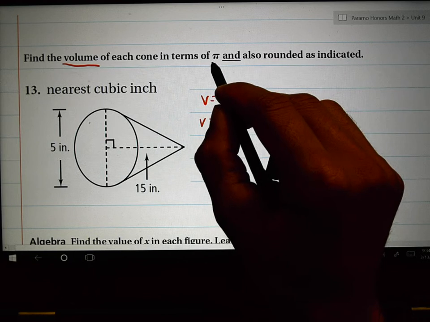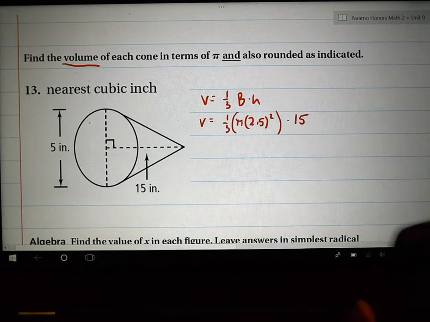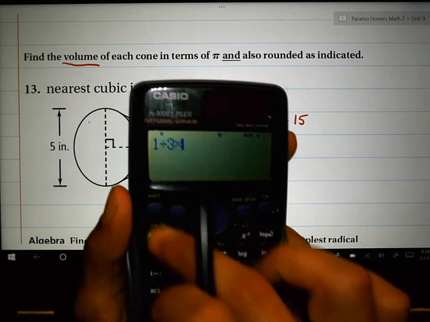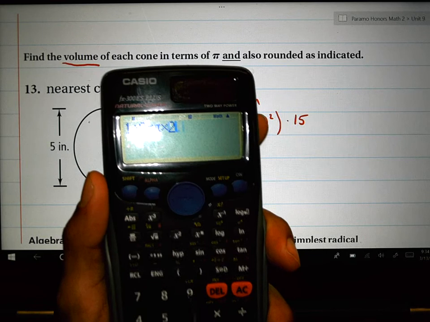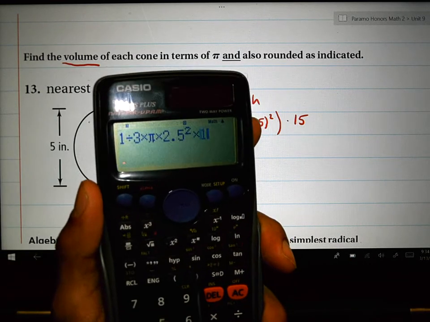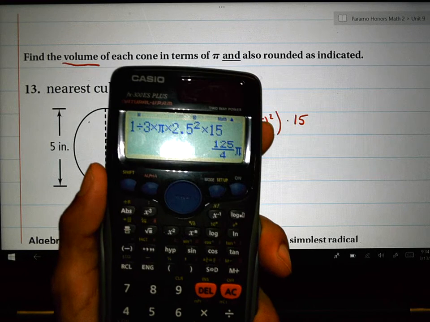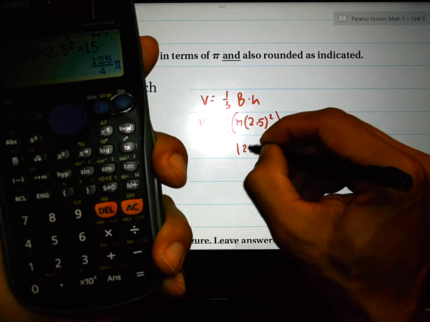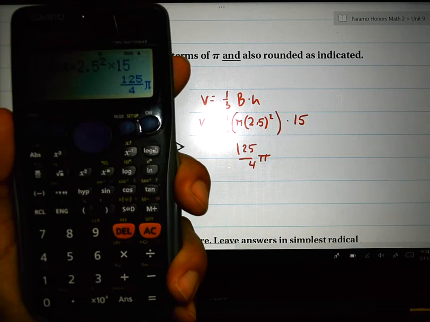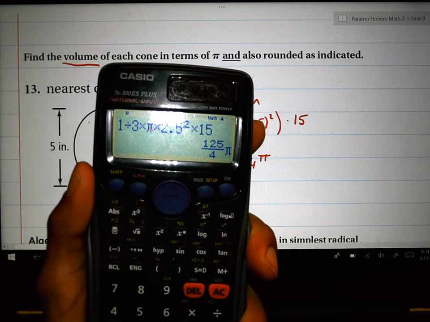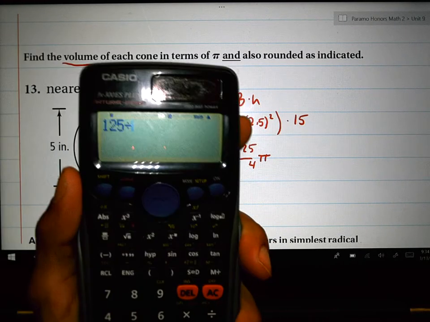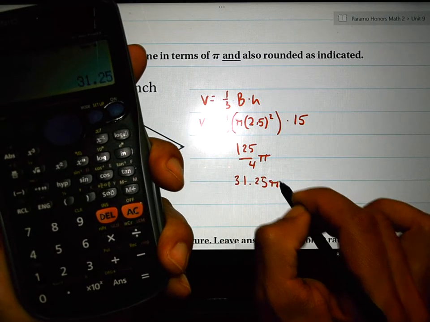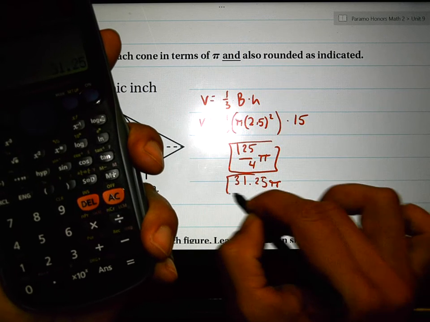In terms of pi, most of the time our calculators do things in terms of pi. Let me check on this problem. 1/3 pi 2.5 squared times 15. Most of the time, these calculators give their answer in terms of pi. 125/4 pi. Now, if you're wondering what that is, 125/4, that is the same thing. I would also accept 31.25 pi. Those two answers are exactly the same thing.